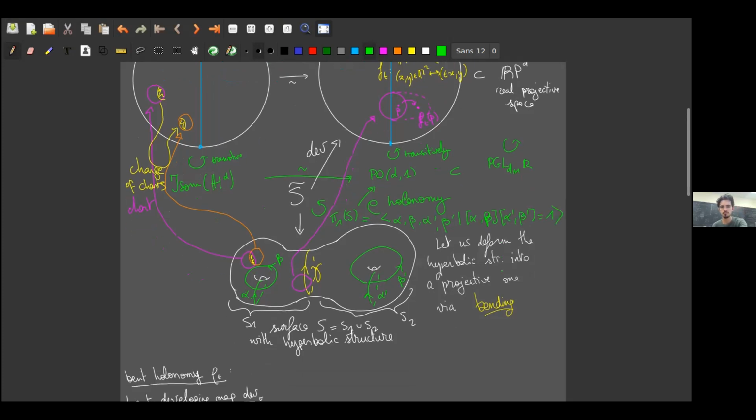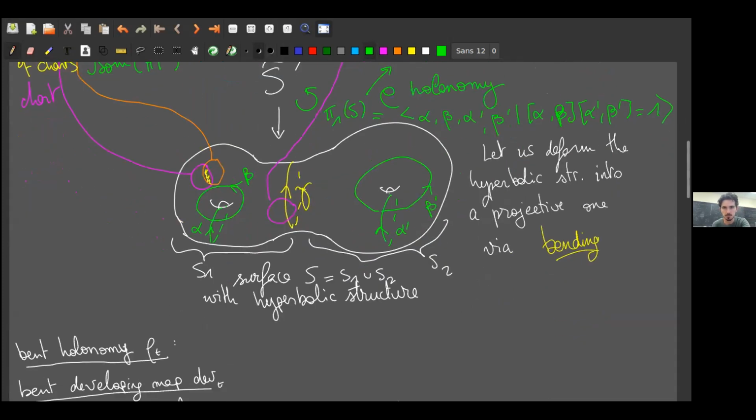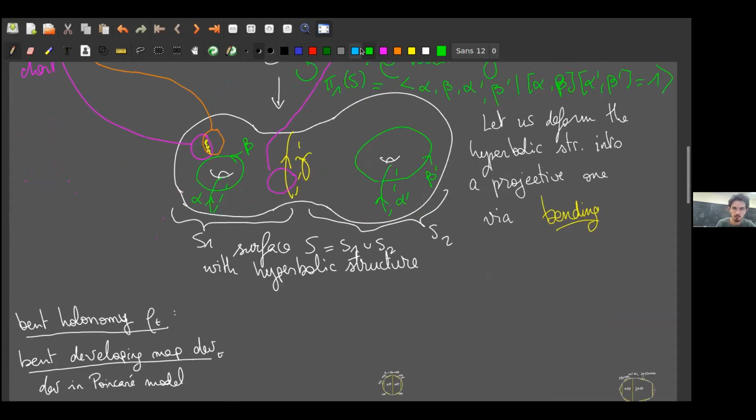Okay. So what does the bent holonomy become? The new holonomy is actually quite easy to express. The image of alpha remains the same, and the same for beta. And the holonomy of alpha prime and beta prime gets conjugated by Ft.